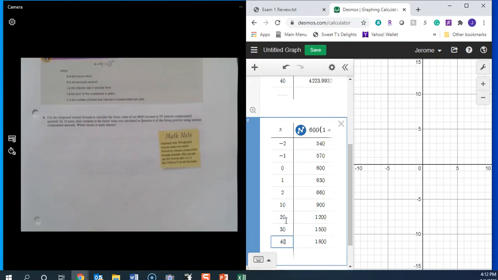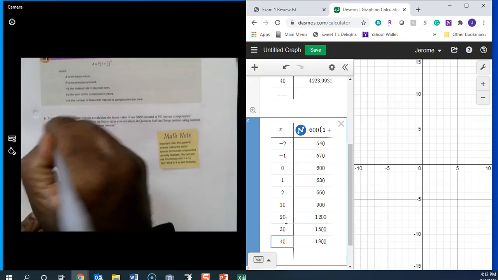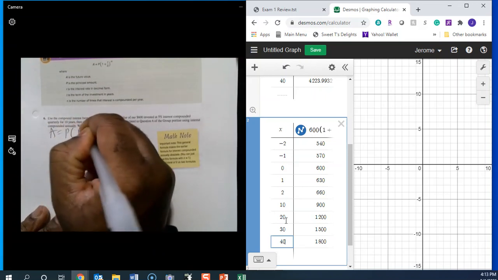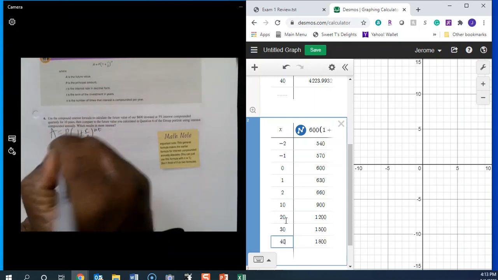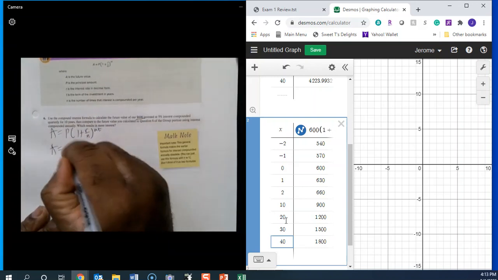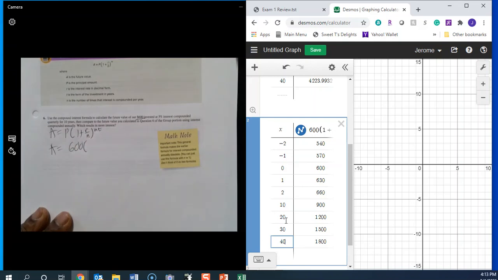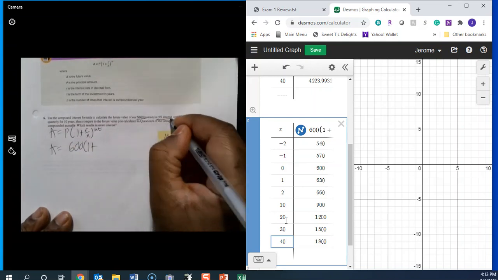Now, for number 6. Use the compound interest formula to calculate the future value of our $600 invested at 5% interest compounded quarterly for 10 years. Then compare it to the future value calculated in question 6 of the group portion. Okay, so we had A is equal to P times 1 plus R over N to the NT. Now, we're already told that our principal is $600 because that's our initial investment. Our rate is 5%.